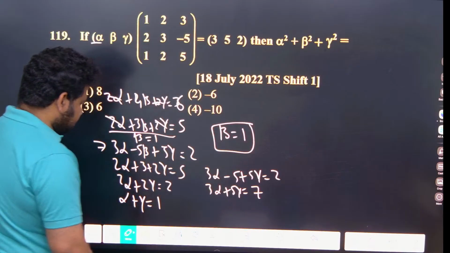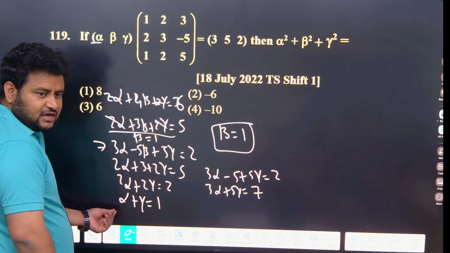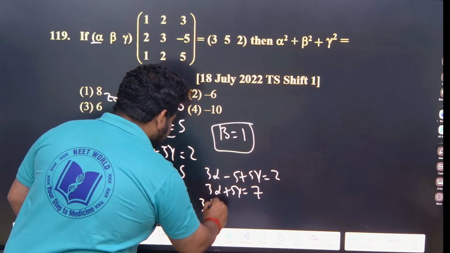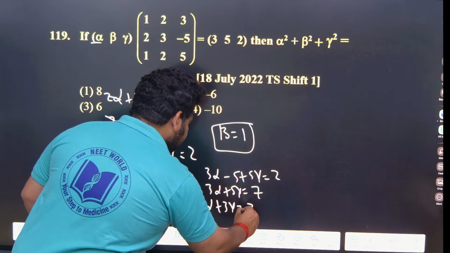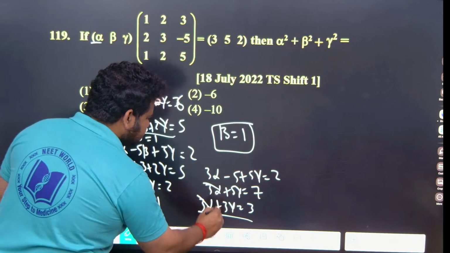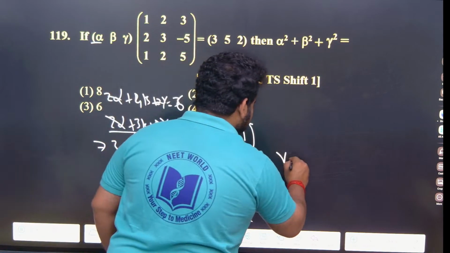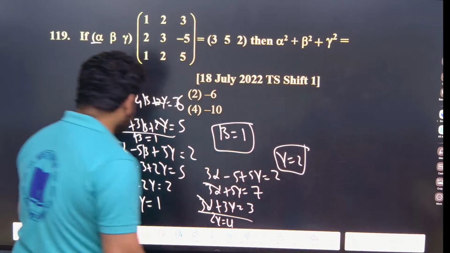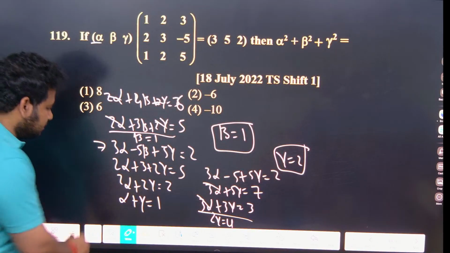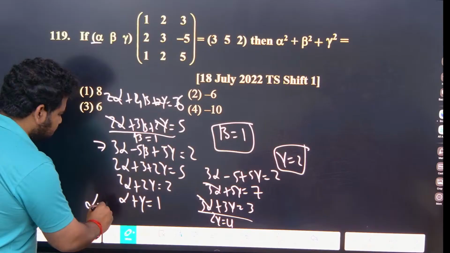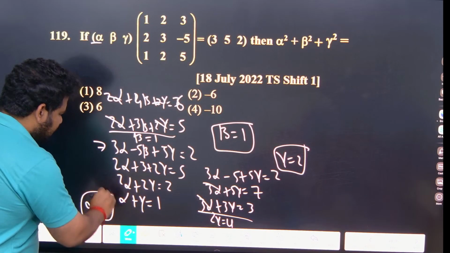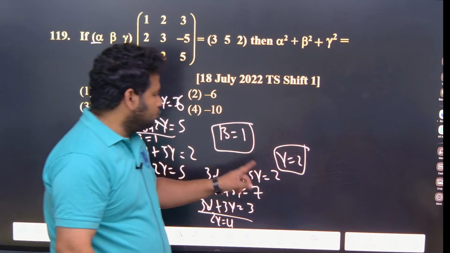Now, we are having alpha plus gamma is equal to 1, 3 alpha plus 5 gamma is equal to 7. So, let us multiply the first with 3. This will become 3 alpha plus 3 gamma is equal to 3. Now, solve this and this will cancel, so 2 gamma is equal to 4. So, gamma is equal to 2. Let me put gamma is equal to 2 here. So, alpha will become 1 minus 2, minus 1. So, we got alpha minus 1, gamma 2, beta is equal to 1.